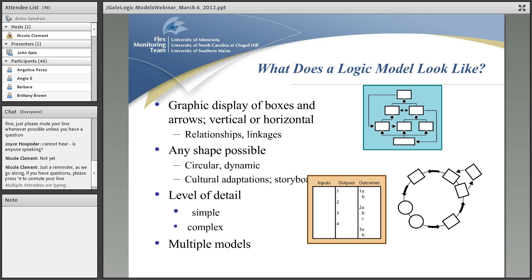You can do any shape you like, whatever works. I'm not a very complex graphics person, so I tend to use tables. But you think about the level of detail. Some of that will relate to your audience. You may want a little less detail if you're presenting to policymakers and you want them to get the big picture. If you're using it as a program management tool, it may be more complex. And given the core areas within the Flex program and the multiple activities within many programs, it might be worth thinking about individual models.